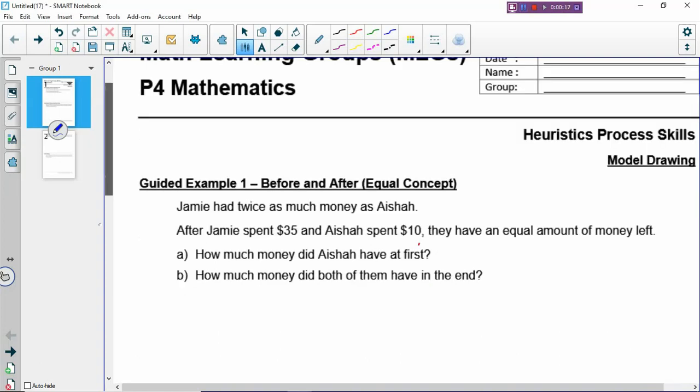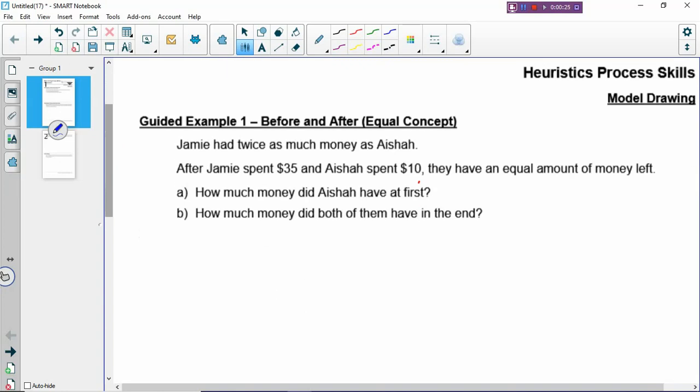So in order to draw the model, you need to recognize what kind of problem you are looking at. If you look at this problem, how do you know it's a before and after? If you read the question, Jamie had twice as much as Aisha. So this is your twice. Twice means Jamie has 2 times and Aisha has 1 time. So that is the before, right? Before means how much they have at first. So I'm going to put down before.